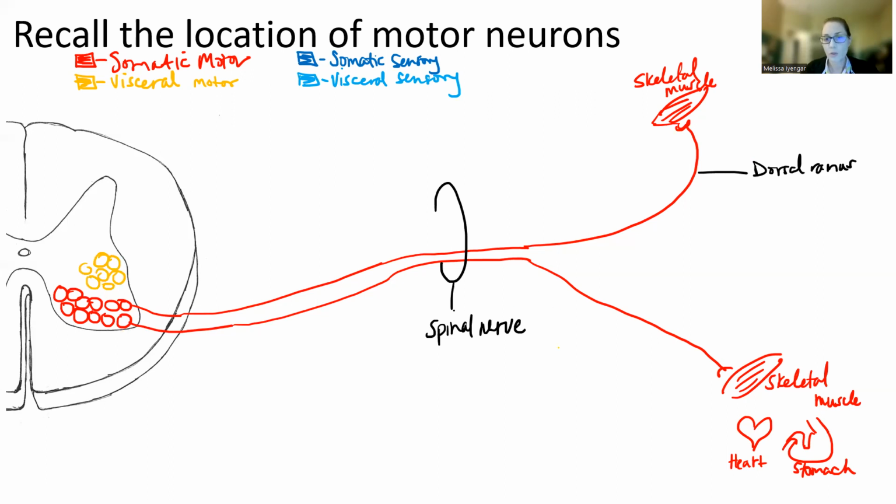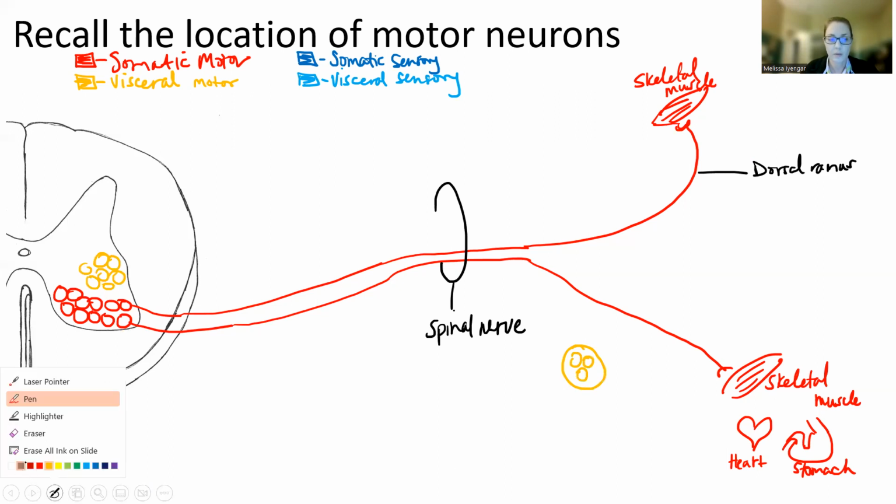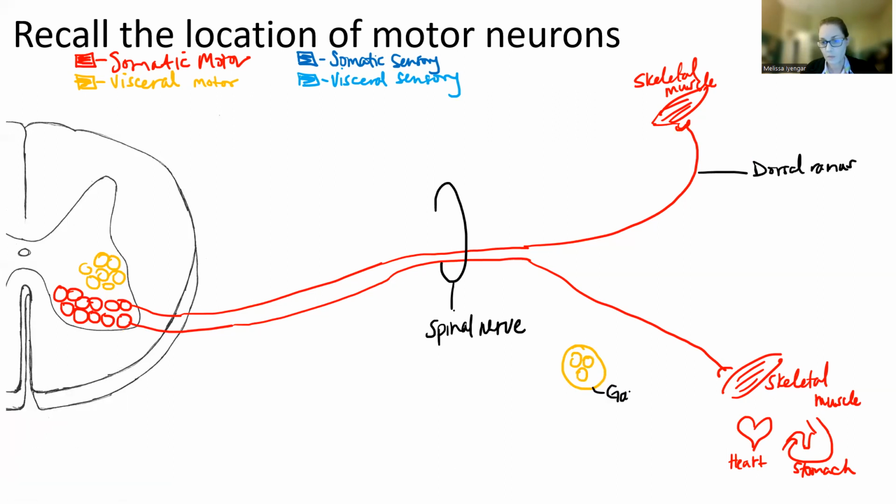So I'm going to draw off next to our spinal nerve, not too far away, just a bubble here. And that bubble is going to represent my peripheral nervous system ganglion. Okay, so this is going to be a ganglion. And remember, that's going to be where my cell bodies are.